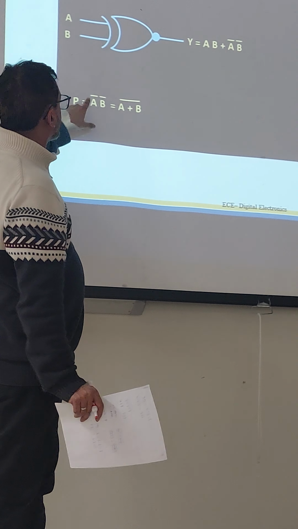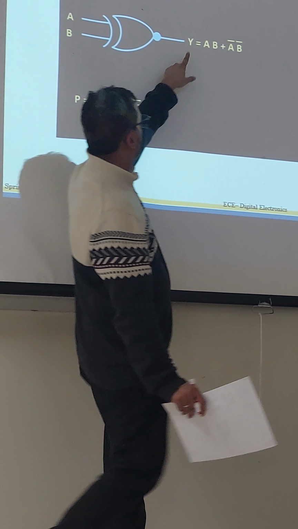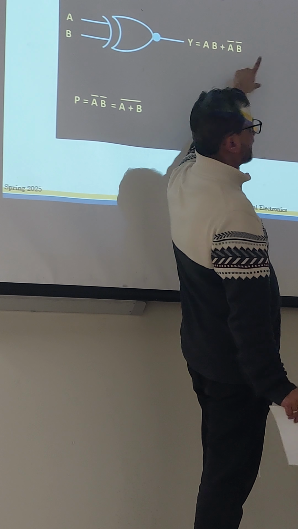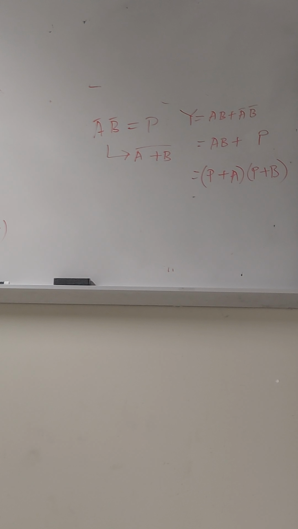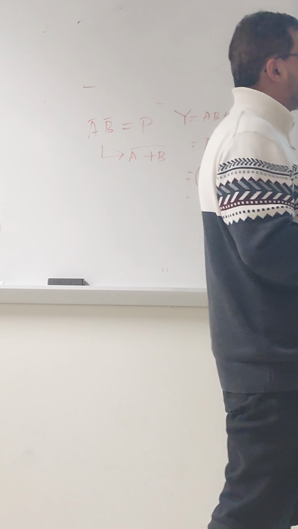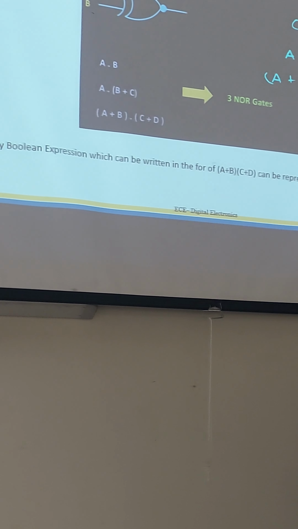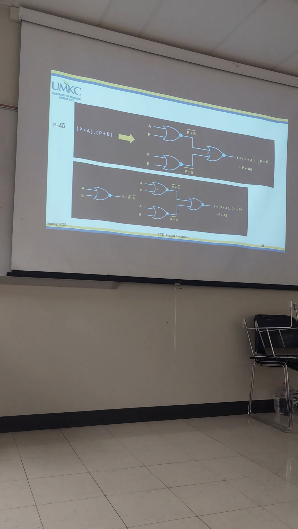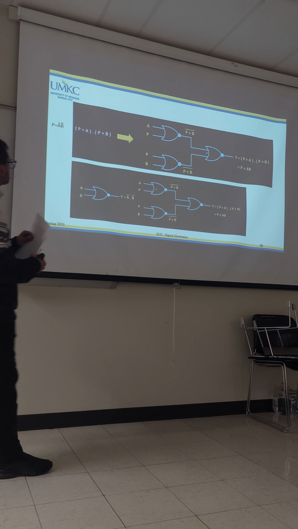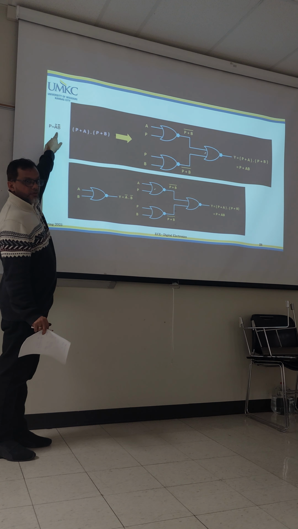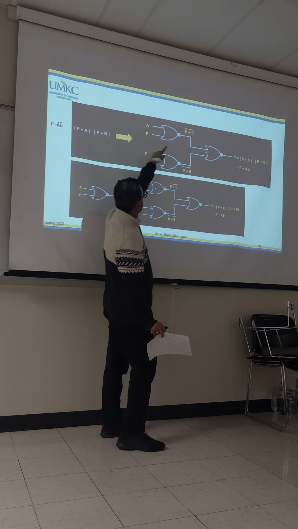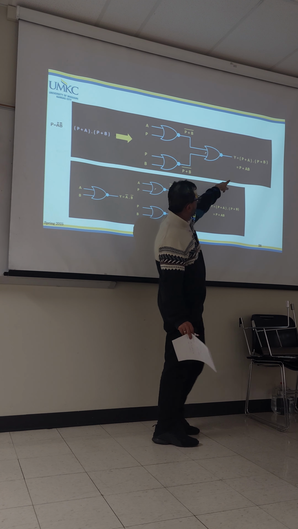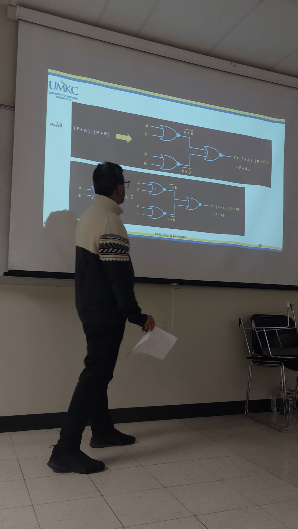Okay, so if you consider A bar B bar equals P, then we can write Y equals P plus AB, and P plus AB can be expanded as P plus A into P plus B. This one we already saw. If any expression is like that, (A plus B) into (C plus D), we can implement it by three NOR gates. So P equals A bar B bar, we already considered, right? So this is (P plus A) into (P plus B). If you write down P plus A and P plus B and give it to here, it will be P plus AB.